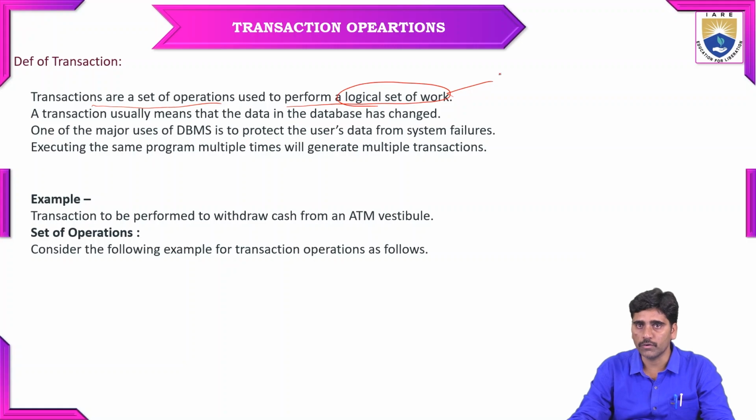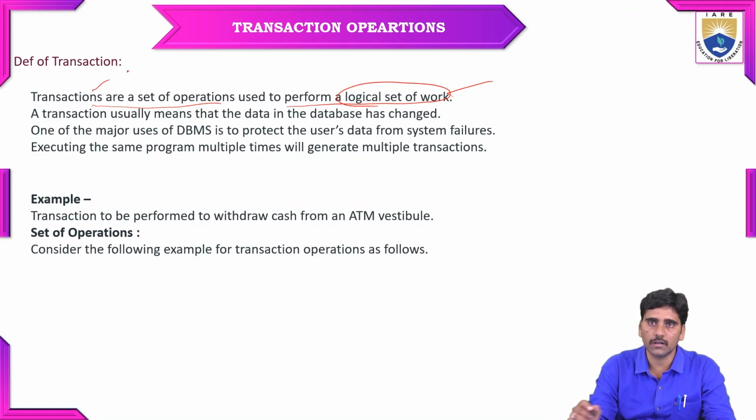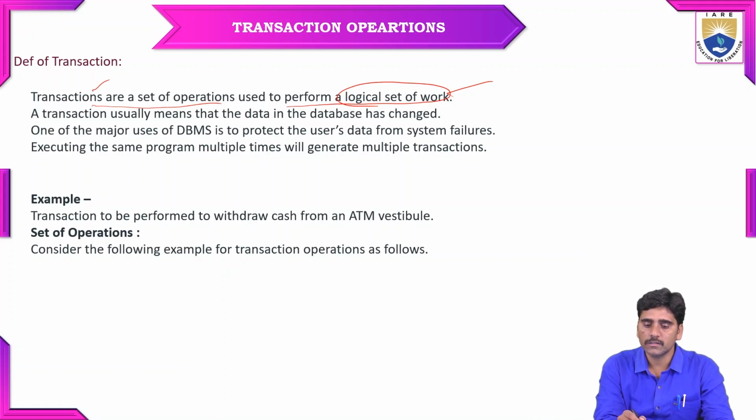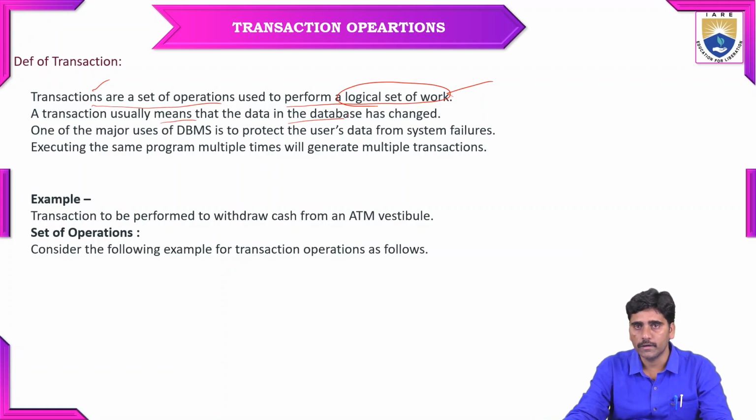To complete one work, we need to complete different types of operations and activities. All those operations, all those activities, are nothing but transactions. A transaction usually means that the data in the database has changed. Usually the data will be changed, updated, deleted, or inserted for some reason. The data maybe gets updated. That is all about transaction updates.